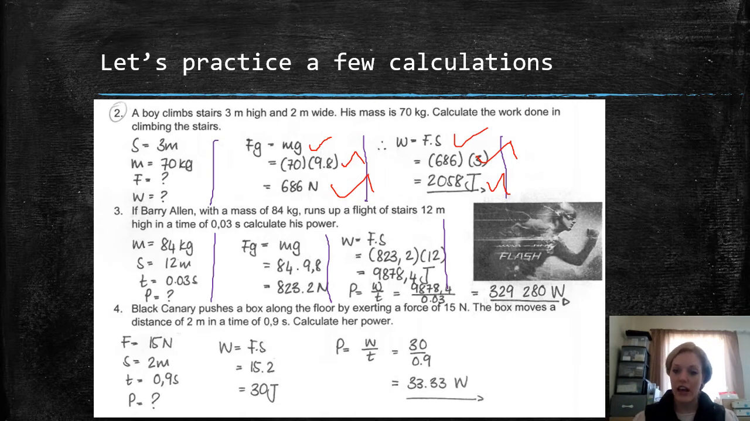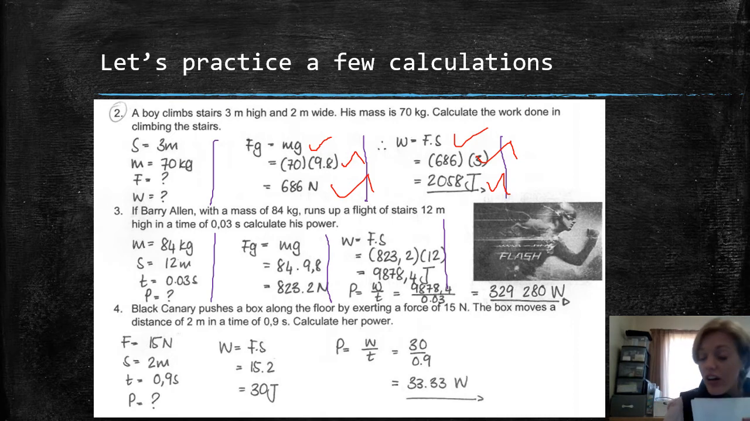Here we're using Fg. Fg is going to be 823.2 newtons. That 823.2 is going to be applied to the work formula. And what is our distance? It's 12 meters. I'm going to have 9,878.4 joules. That is my work done. I take that value and I plug it into my power calculation, and after that, I'm going to get a nice fat number. That's a lot of watts.